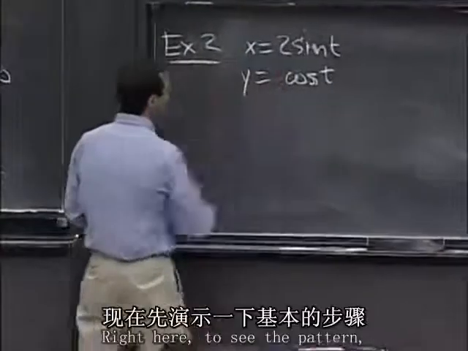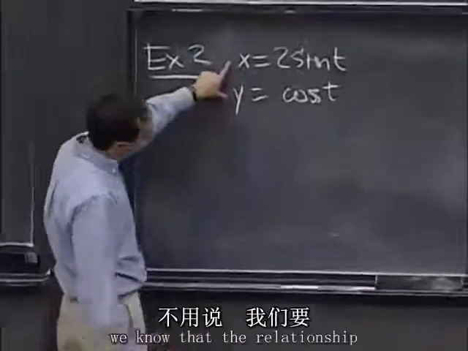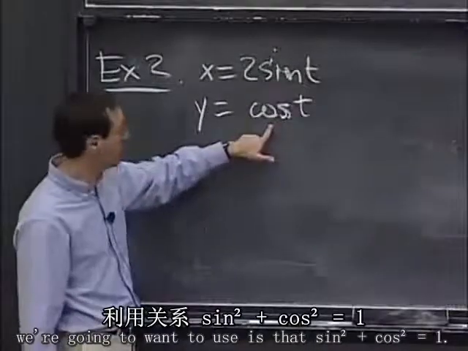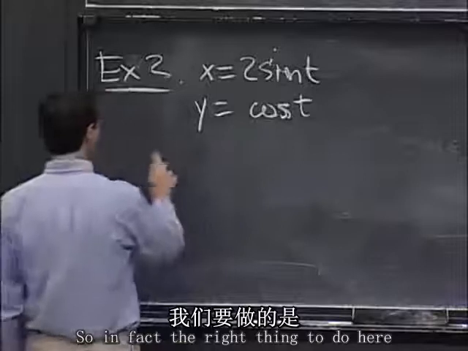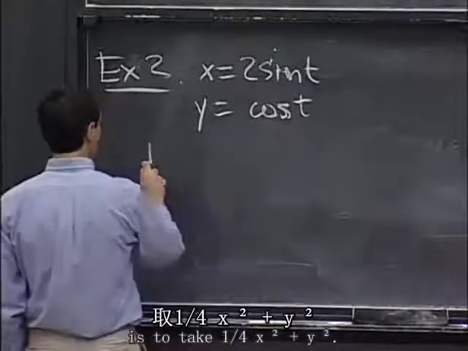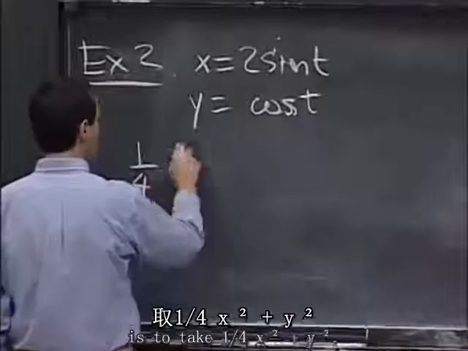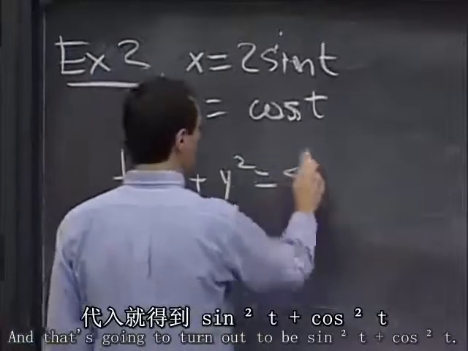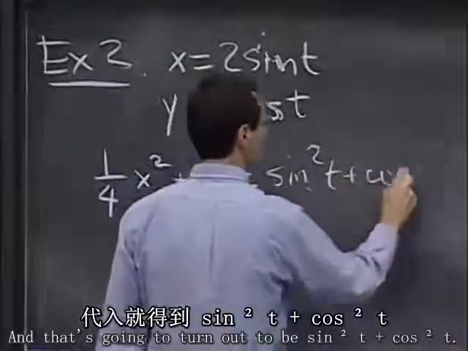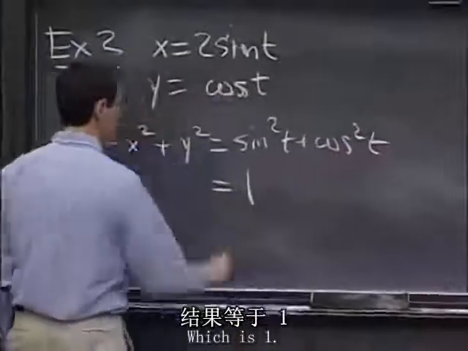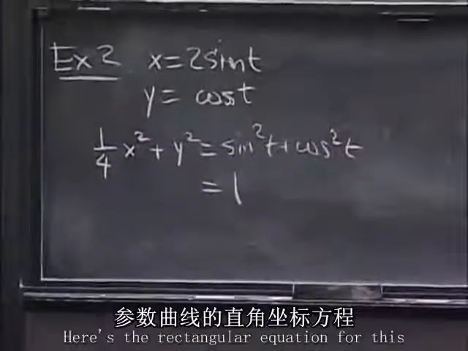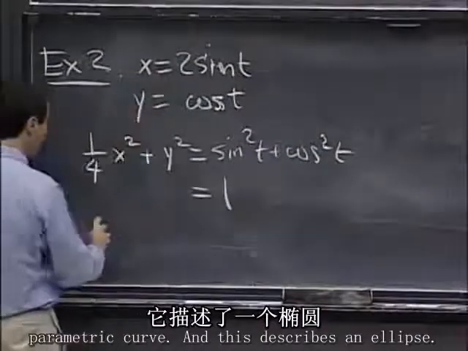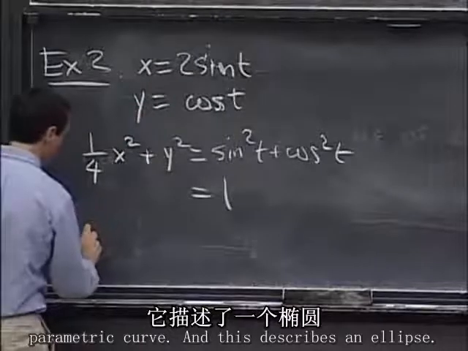And we'll be doing a certain amount of this today in another context. But right here, to see the pattern, we know that the relationship we're going to want to use is that sine squared plus cosine squared is equal to 1. So in fact, the right thing to do here is to take 1/4 of x squared plus y squared. And that's going to turn out to be sine squared t plus cosine squared t, which is 1. So here's the rectangular equation for this parametric curve. And this describes an ellipse.